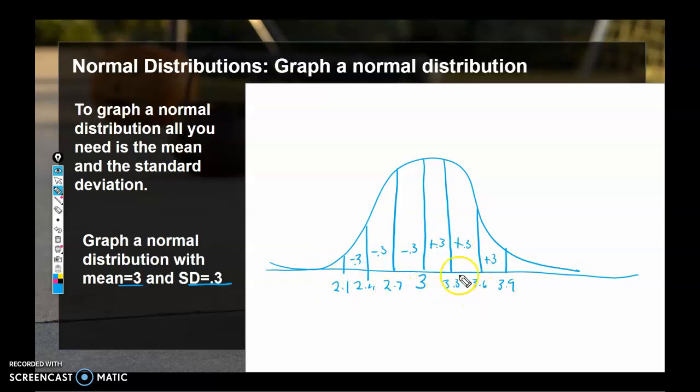So notice this normal distribution goes from 2.1 to 3.9, whereas the last one went from negative 7 to positive 11. Much, much less of a spread here. So this normal distribution, if it was really drawn to scale, is going to be a little taller and a little skinnier, and the last normal distribution would be a little wider and a little fatter. Excuse me, longer.